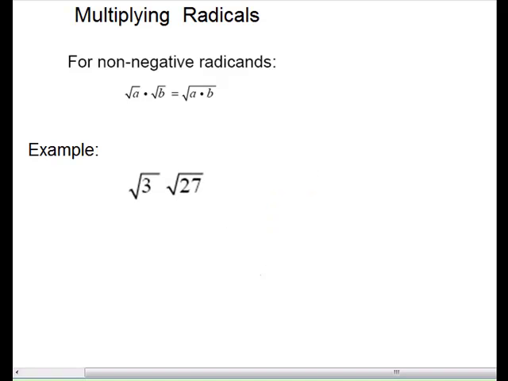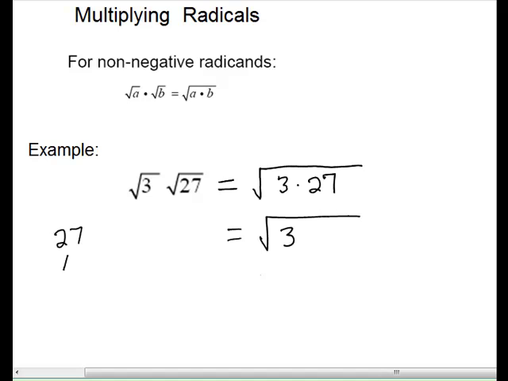Let's multiply square root of 3 times square root of 27. So they are both positive square roots, so they can go under the same radical. And then we'll break the 27 down. So we have 3. We can do 27 on the side. 27 is 3 times 9. And 9 is going to be some more 3's. So 27 has 3 3's. And we already had 1 3 there.